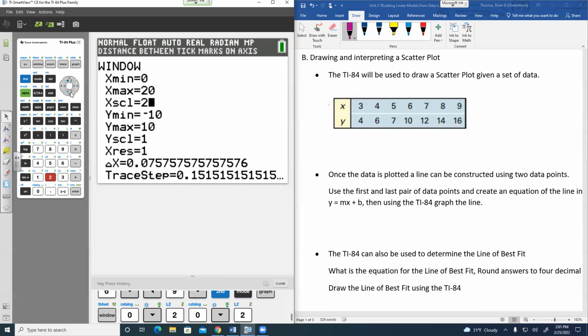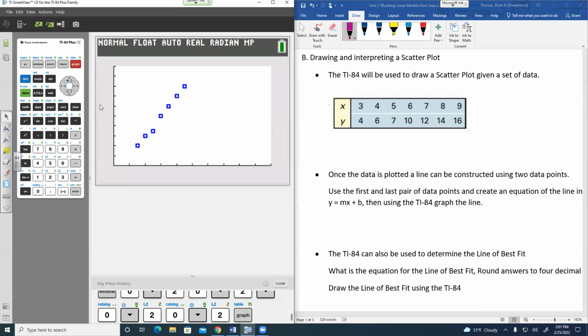That'll give us more than enough view looking at that data since it only goes from 3 through 9. On the Y min, again, since everything's positive, we can just choose 0. Our Y max, we can go 20 again. That should cover it. And again, if we go by 2s, that gives us some good detail. So now if I hit the graph button, notice that gives me a better picture of my graph.